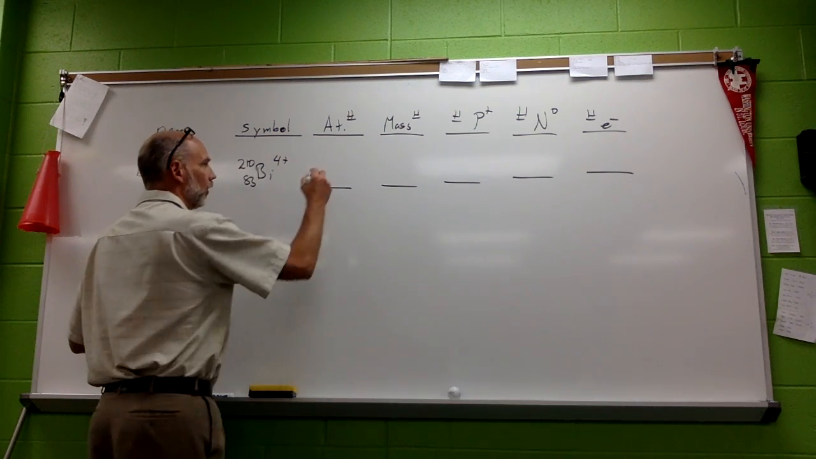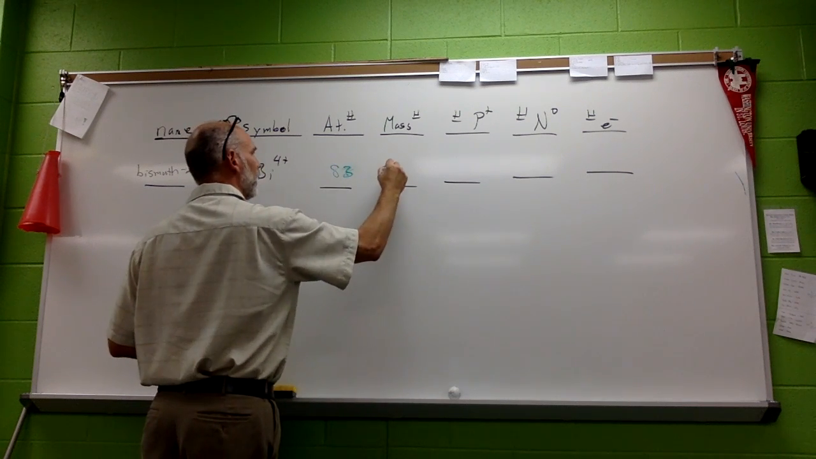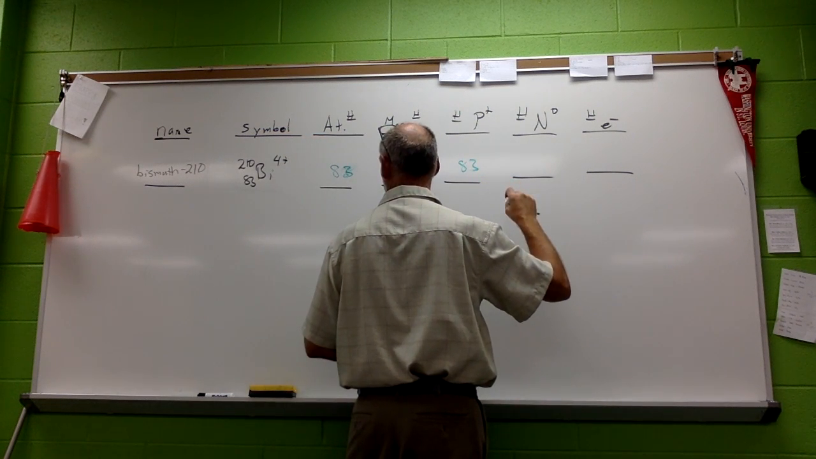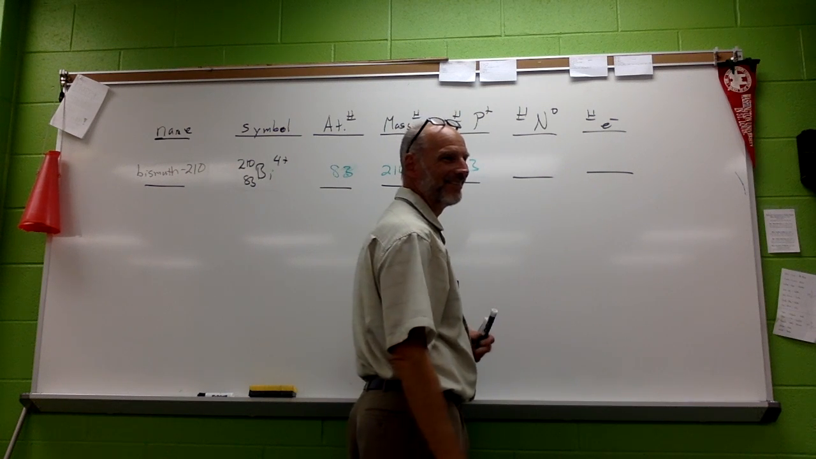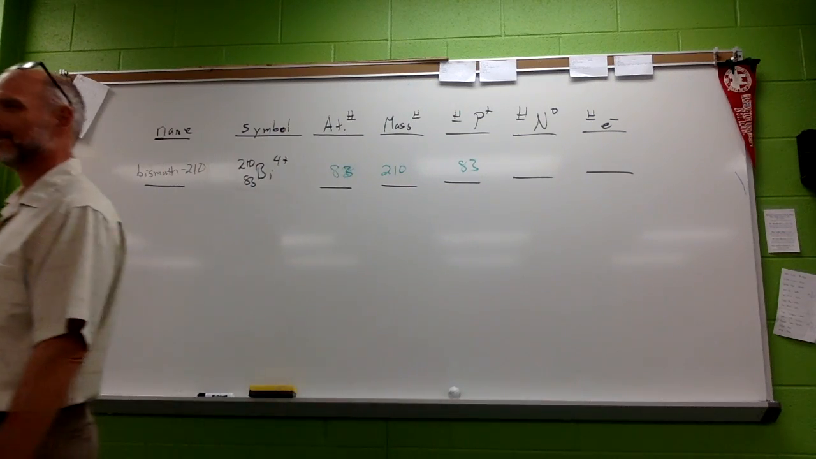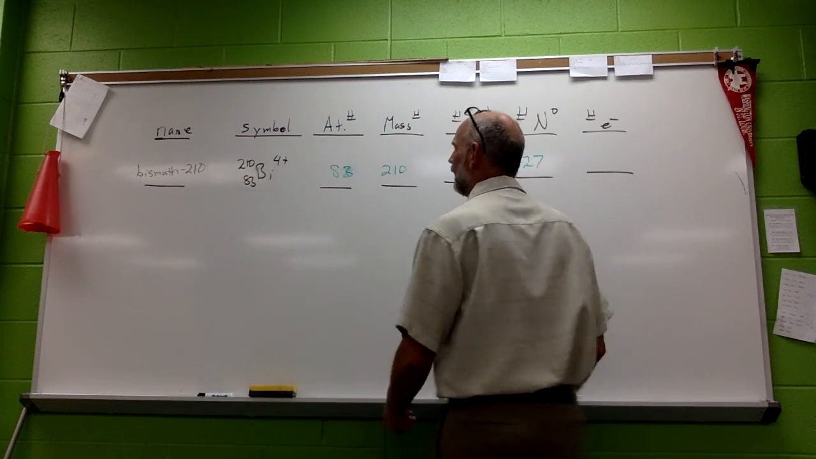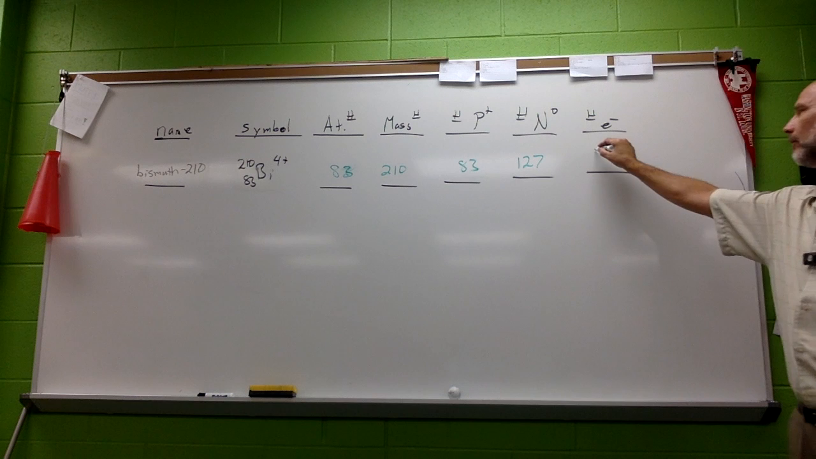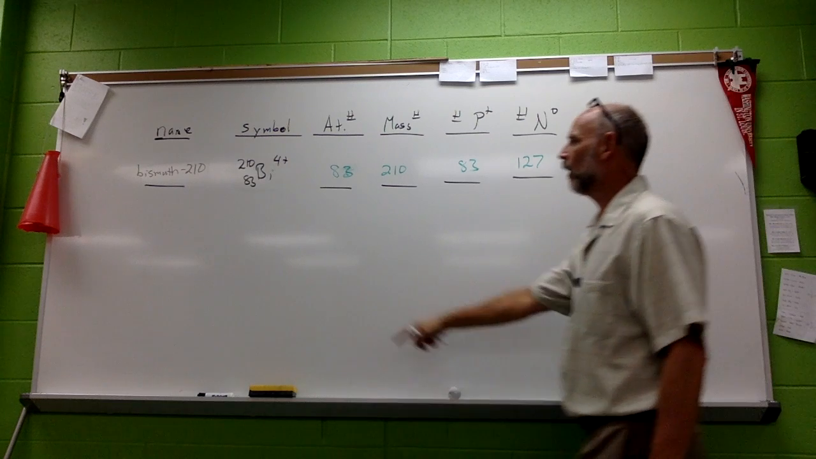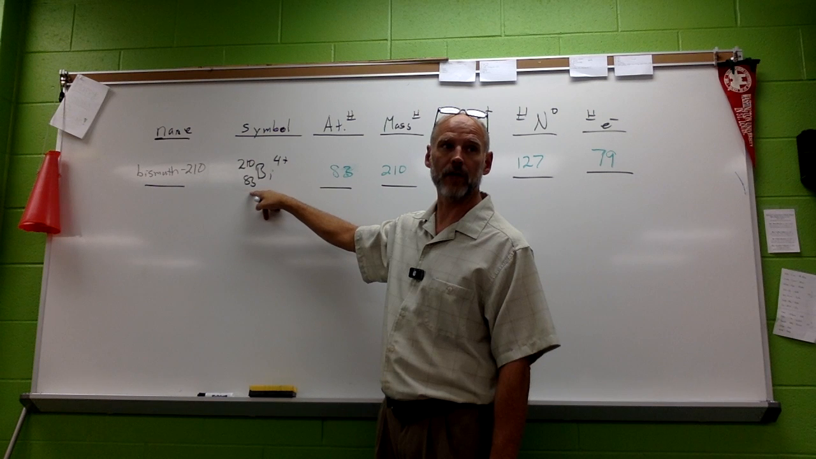83. What is the mass number? What is the number of protons? 83. Neutrons. 127. And electrons. 83. Where did you get 127? By taking the number of protons and neutrons and subtracting from it the number of protons.